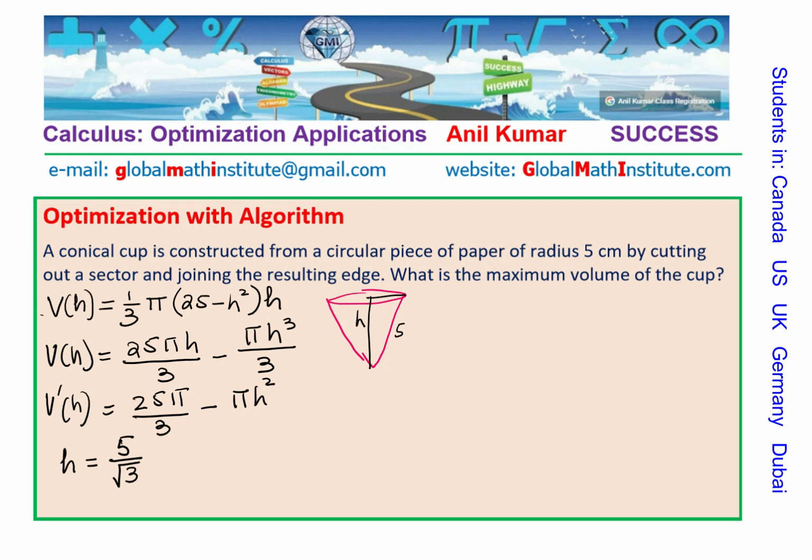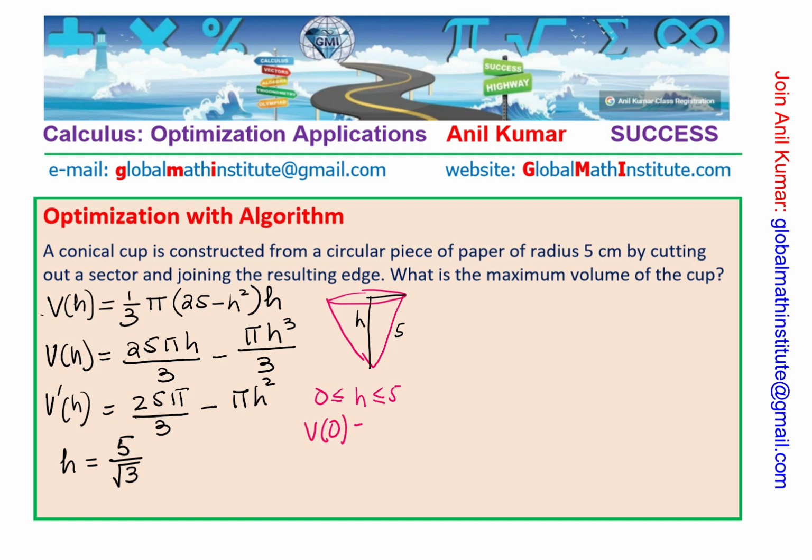So as far as the height is concerned, the value of height can be maximum 5, and minimum 0. Those are the two extreme values. Correct? And our critical number is 5 square root 3. So what we can do is find the volume when height is 0. In that case, clearly we have volume 0. And we can also find the volume when height is 5. And clearly that is also 0.